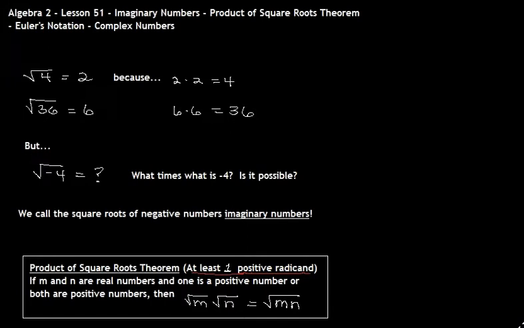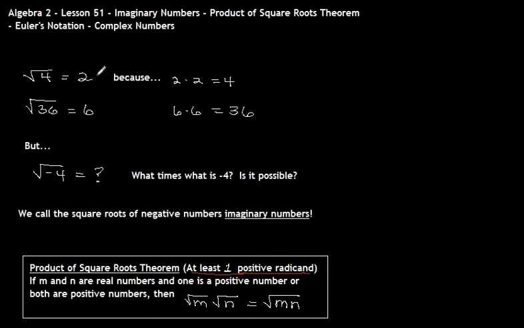Okay, Algebra 2, Lesson 51. This is the day you've been waiting for. We finally are getting to imaginary numbers after all these years. You get to see what imaginary numbers are. This lesson has several parts: imaginary numbers, product of the square root theorem, Euler's notation, and complex numbers. They're all parts of the imaginary number topic.